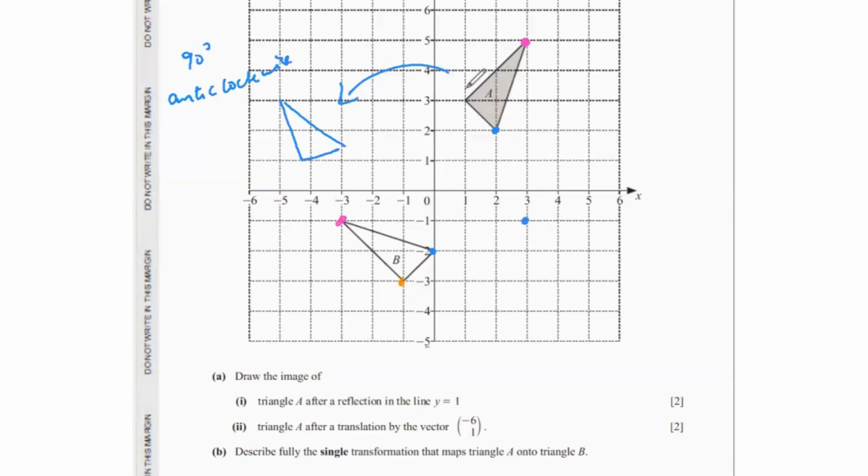Now for the third point, it's 2 horizontal and 4 vertical. This is 2 vertical, 4 horizontal. So that means this is our center of rotation. So the center of rotation is 3, -1, and your rotation is 90 degrees anti-clockwise. Remember, for the center of rotation, for the original point and the rotated point, you swap the horizontal and vertical distance that it has from the center of rotation.